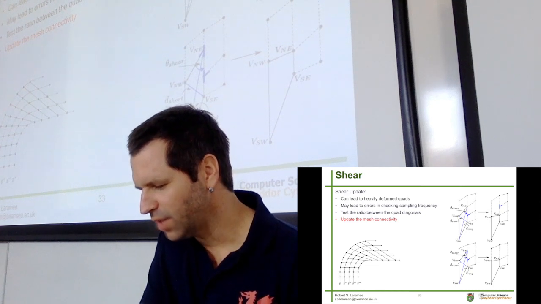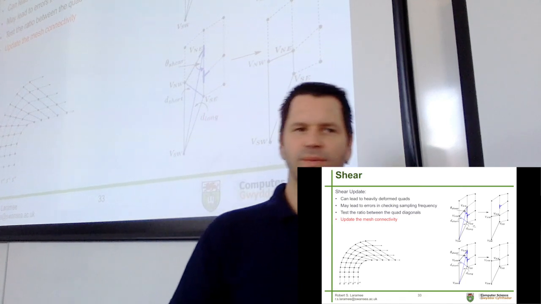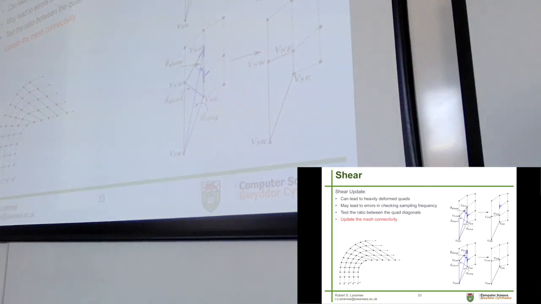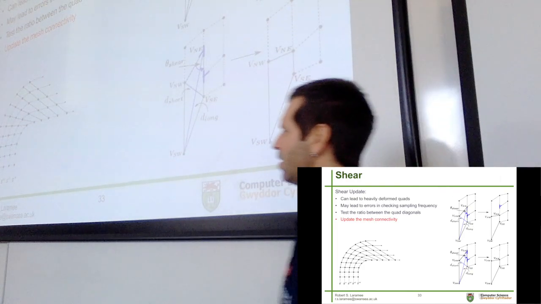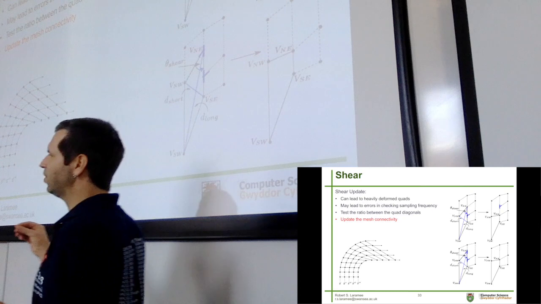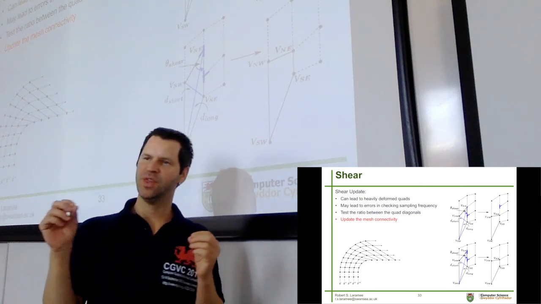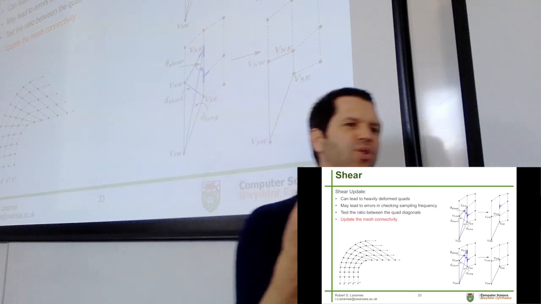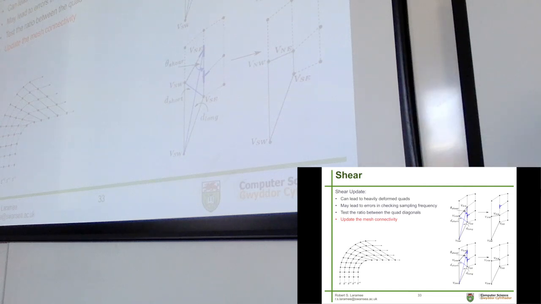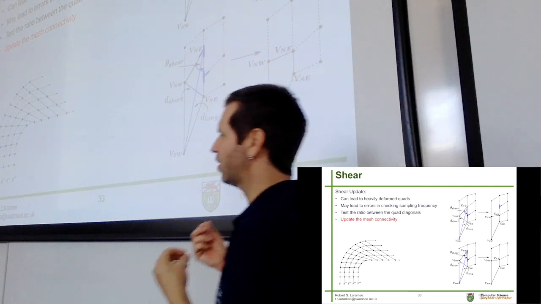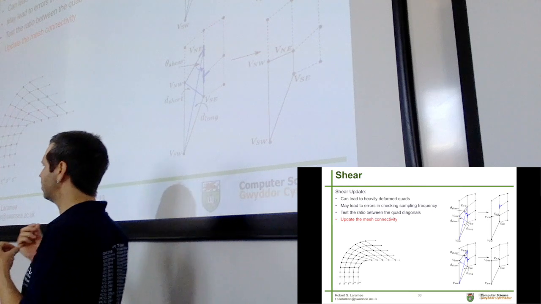And we're also testing the distance between V northwest and V southeast. That's what that other blue edge is. And if one of those edges is much greater than the other by a certain threshold, the ratio of those two edges, we have a shear case, a shear quad.